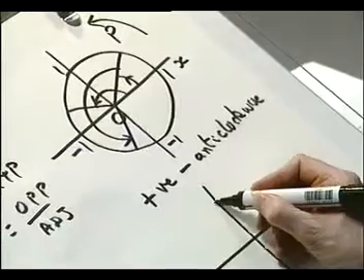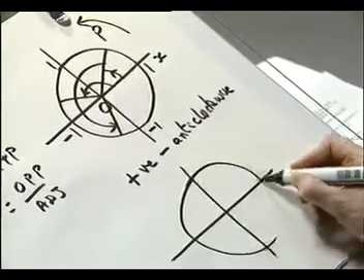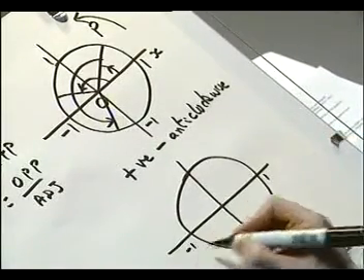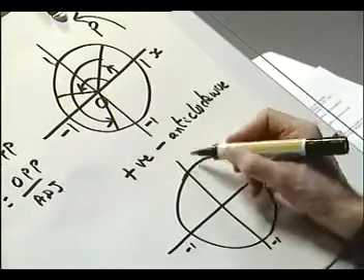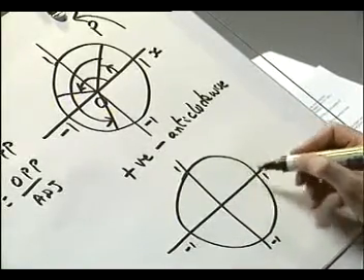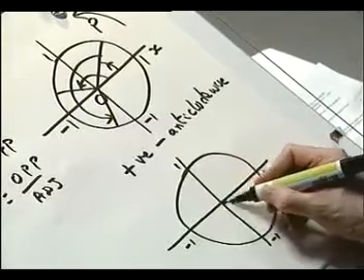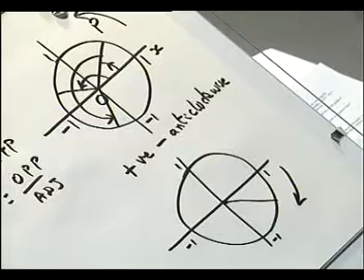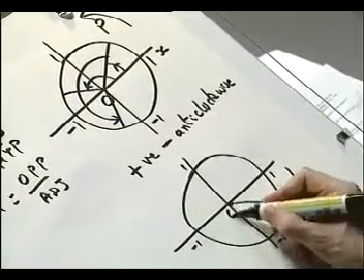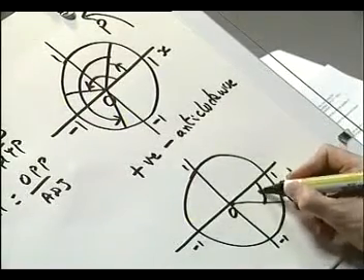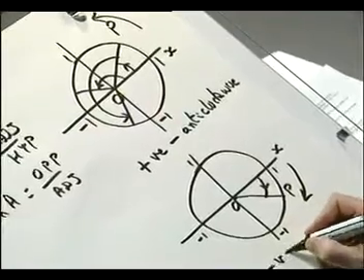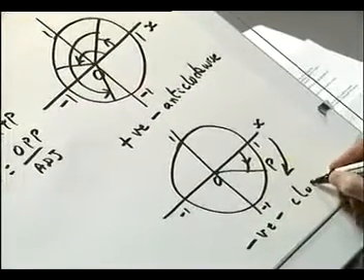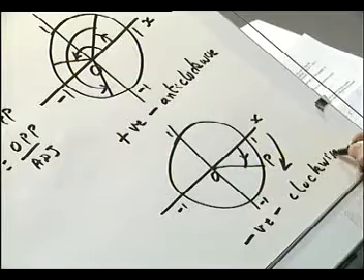We draw it again. Same unit circle. And we think about our radius OP. What if we start to move it around this way? Then this is clockwise. And so this is a negative angle. So negative, we're going round clockwise.